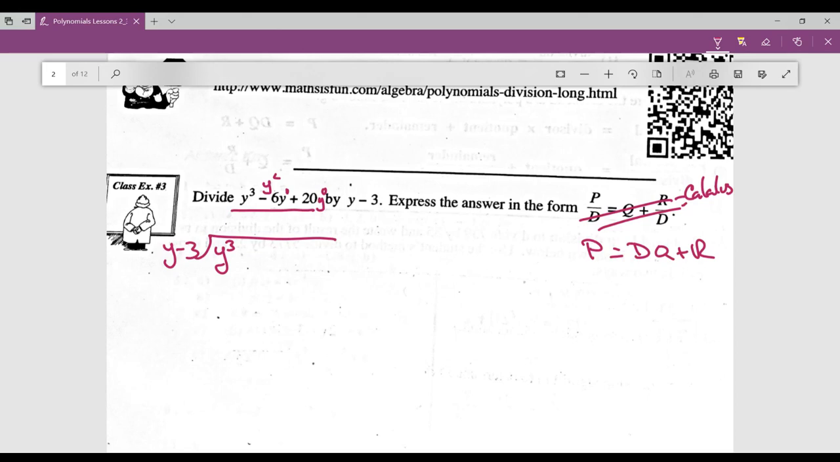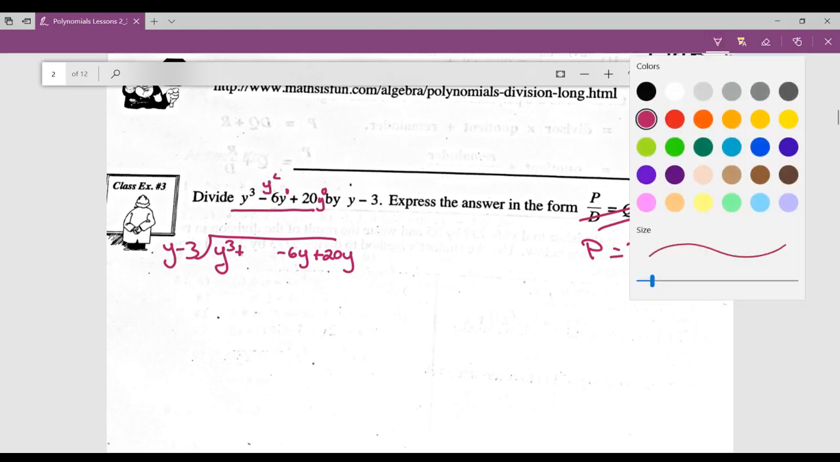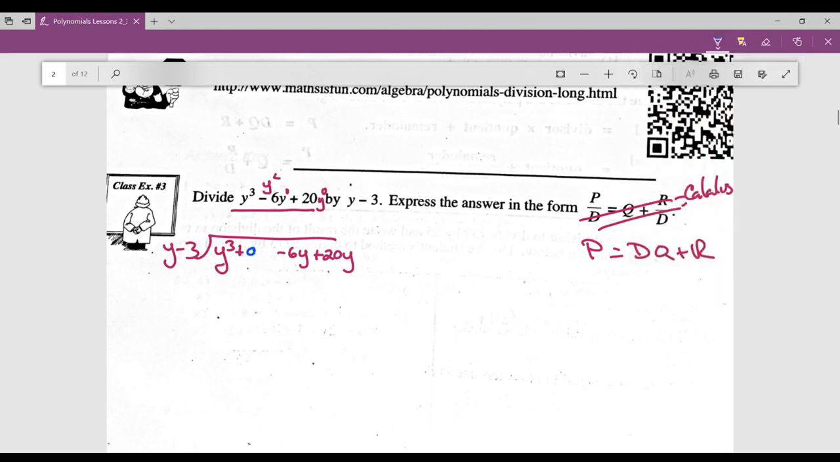So we need to add one in, but you can't just add it in because that would change the actual function. So to do it without changing the function, you add 0y squared minus 6y plus 20. This is the exact same thing. I'm going to highlight that one, the 0y squared, in a different color. You need to add that in. Okay. And you'll see why it's a placeholder almost. So when you're subtracting, everything kind of works out.